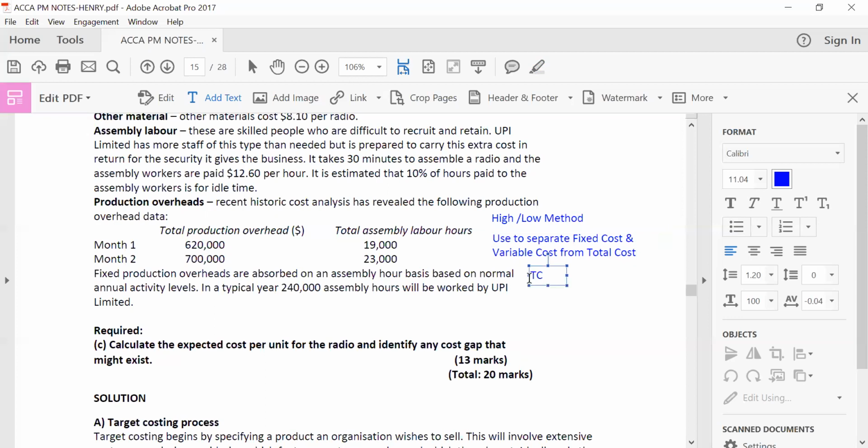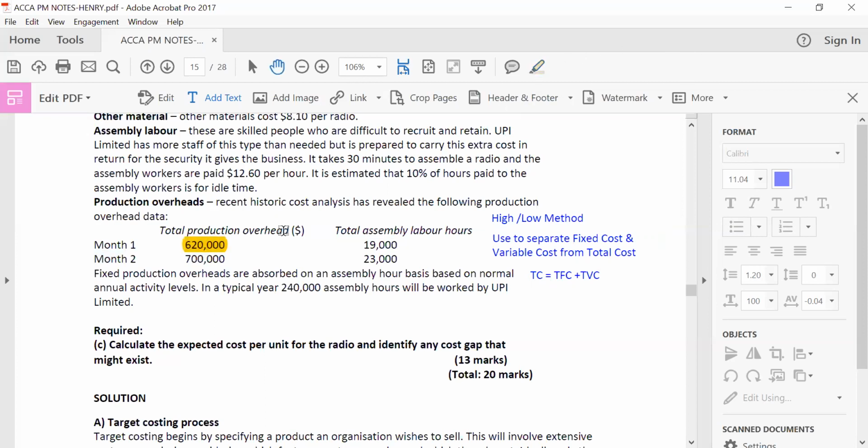So you know for sure total cost is equal to total fixed cost plus total variable cost. If you want to know the portion of fixed cost and the portion of variable cost in total cost, look at what? The high-low method. So here, the examiner has given us the total overhead, which means a portion is fixed and a portion is variable. Here we have the production overhead, meaning fixed and variable.